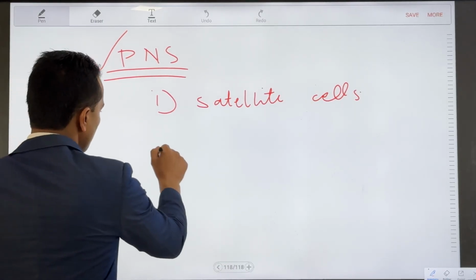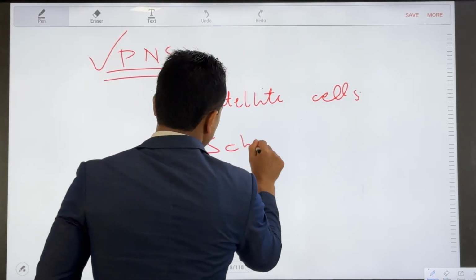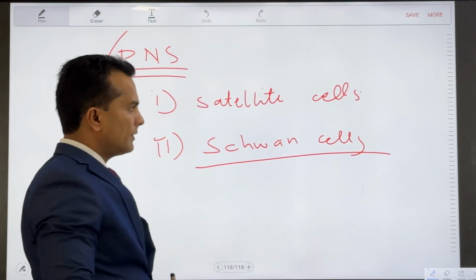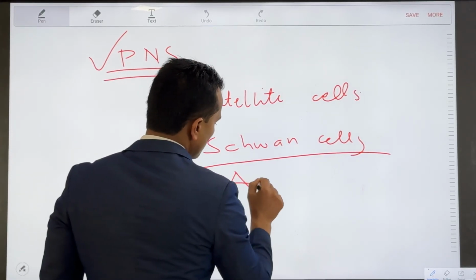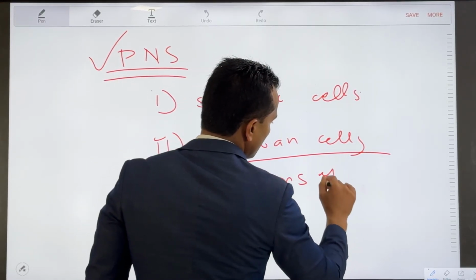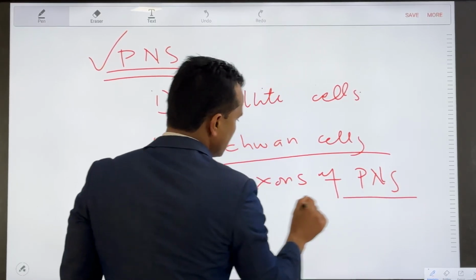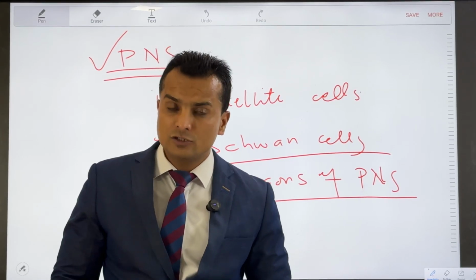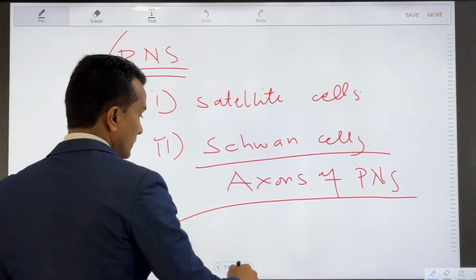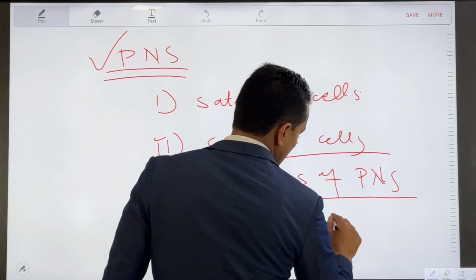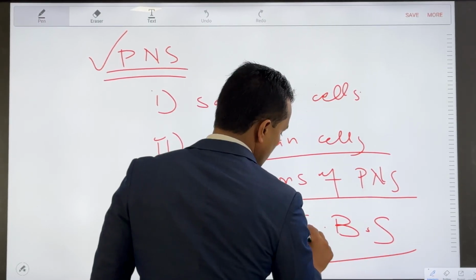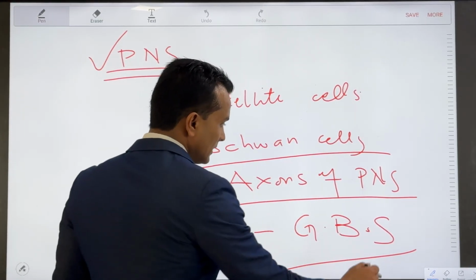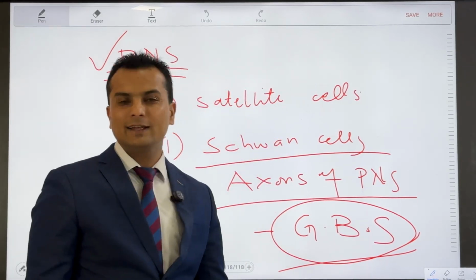And then we have Schwann cells. You have heard about the Schwann cells. Schwann cells help in myelination of the axons of the peripheral nervous system. Myelination of the axons of peripheral nervous system neurons is the responsibility of the Schwann cells. If there is destruction of these cells, it is commonly seen in one syndrome, GBS, Guillain-Barré syndrome. So please remember, the common peripheral nervous system demyelinating disorder is GBS, and the common central nervous system demyelinating disorder is MS, multiple sclerosis.